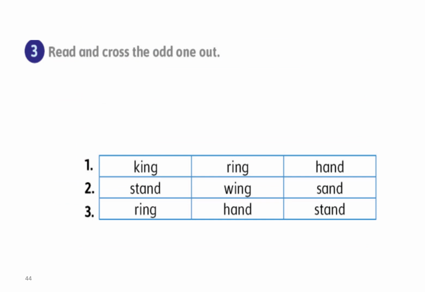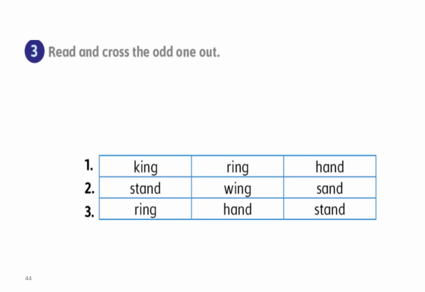Exercise number 3. Read and cross the odd one out. Cross out the odd word that differs in its rhyme. King, ring, hand. We find that king and ring are similar, both ending in ING. The odd word is hand. Number 2, stand, wing, sand. We find that sand and stand have the same ending letters, and the odd word is wing.